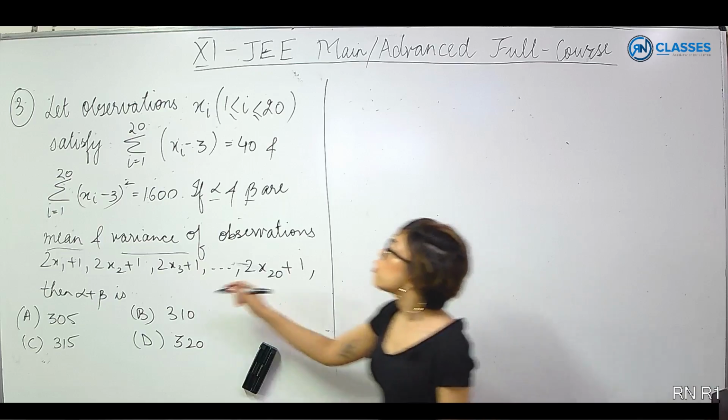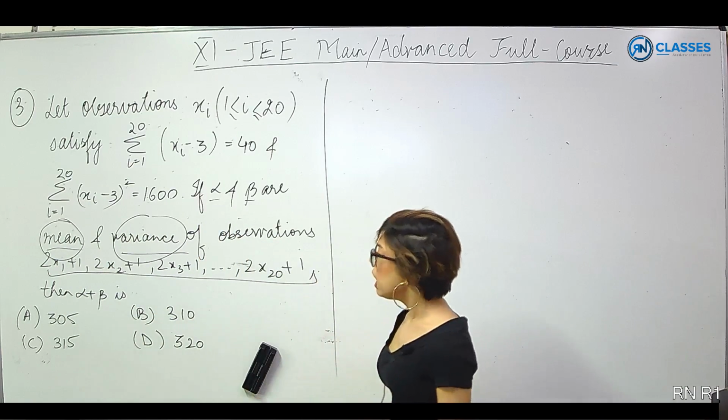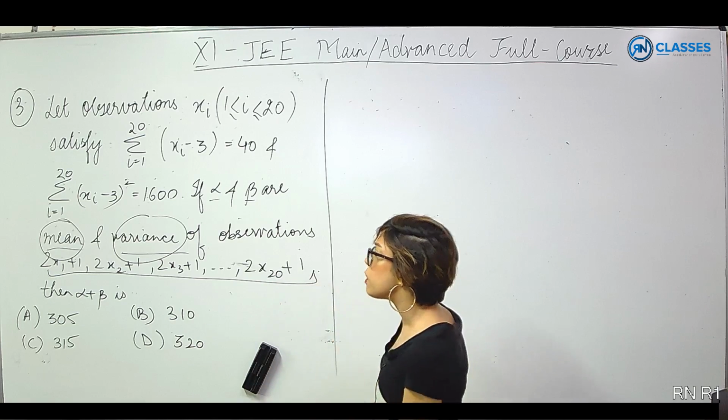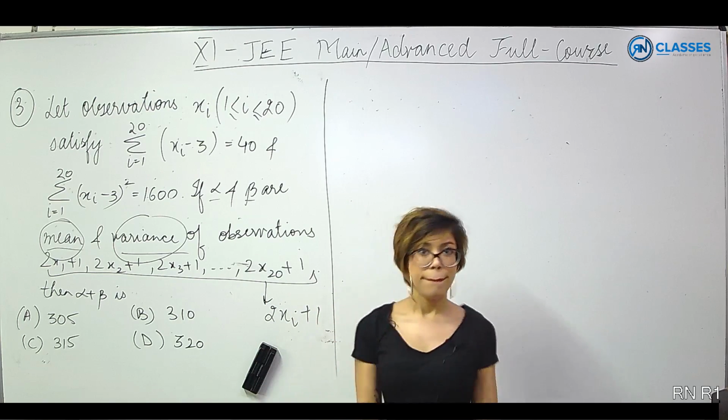So, basically, I need to find the mean and variance of these observations. Right? Now, if I look carefully, these observations are nothing but 2xi plus 1. Right?